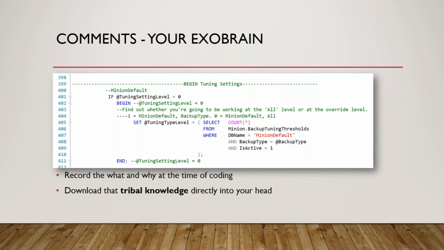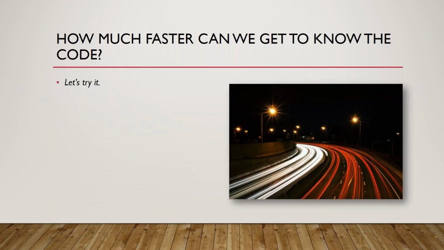I remember. Fictional me says to myself, this is the thresholds table, and there's a default level setting or a database-specific levels. I remember now. So little hints like that as you go along really go a long way to getting you back up to speed anytime you have to dig in and glance at a piece of code.